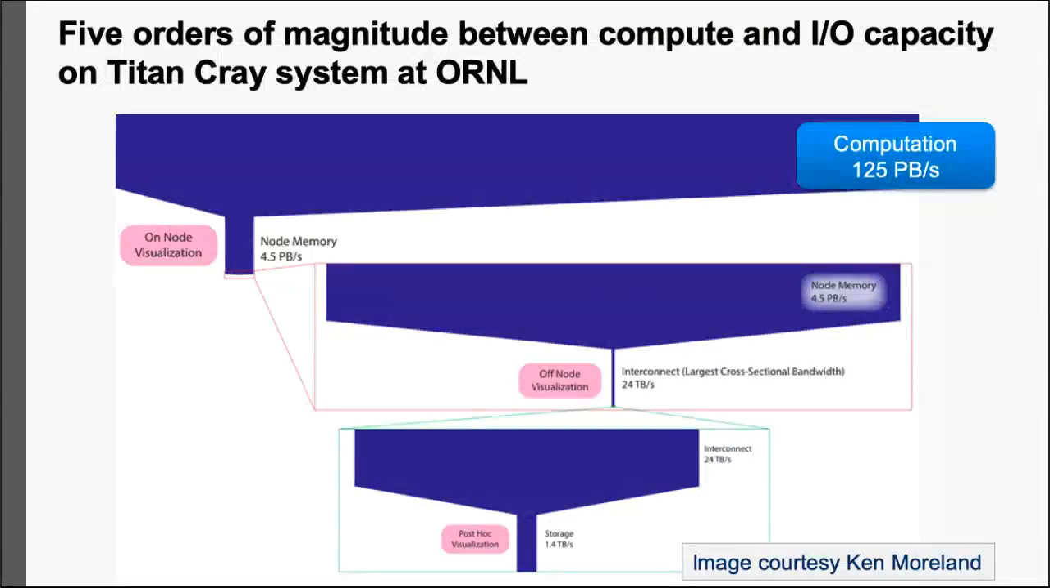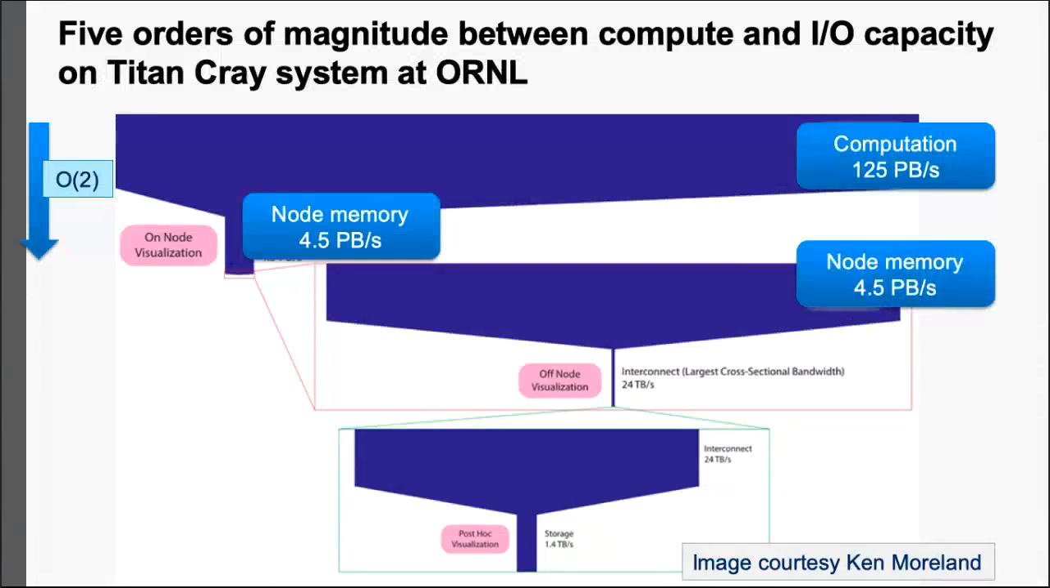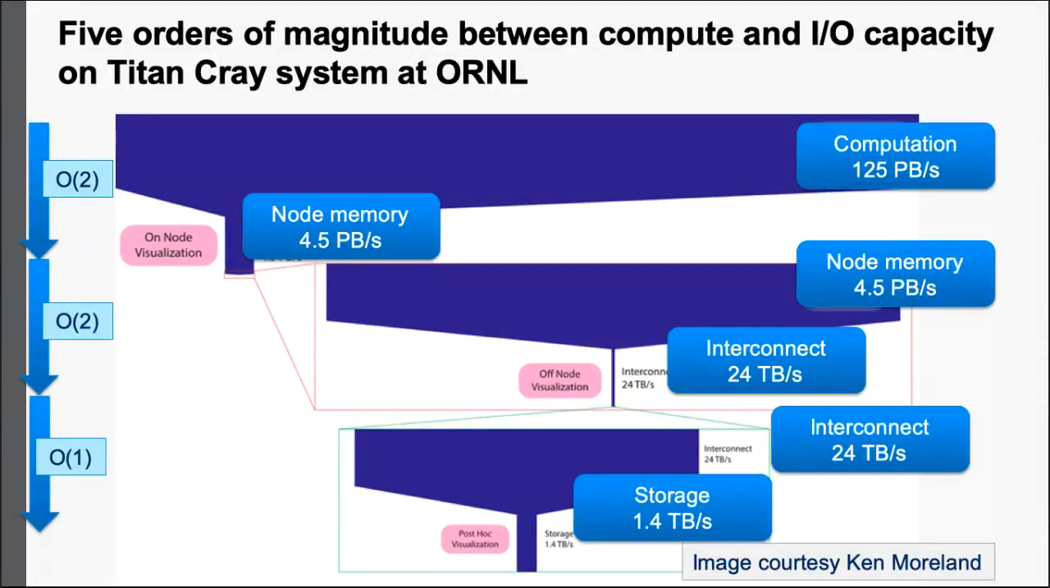And the problem is that there's a huge difference between the flops, the computation, and the I/O capacity, right? So this slide illustrates 5 orders of magnitude between computation and storage, right? You see 2 orders of magnitude between computation and node memory, and again, using Titan as an example. Then another 2 orders of magnitude between node memory and the interconnect, and then 1 order of magnitude from interconnect to storage. And this is not changing substantially, right?